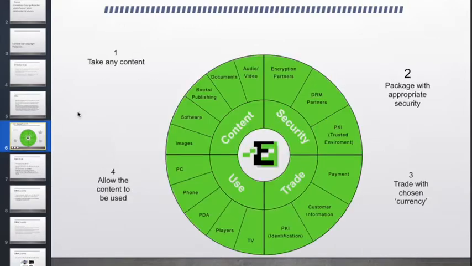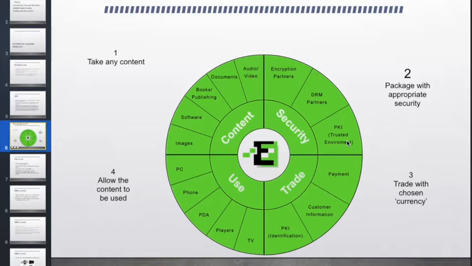The first thing to do in DRM is to choose the content. Is it books, images, etc.? Then package the content with appropriate security. There are three types of security here: encryption partners, DRM partners, or PKI. PKI is public key infrastructure.